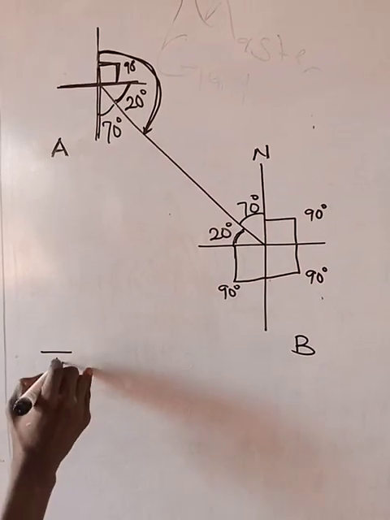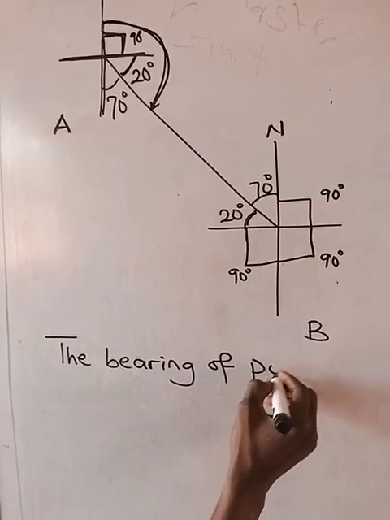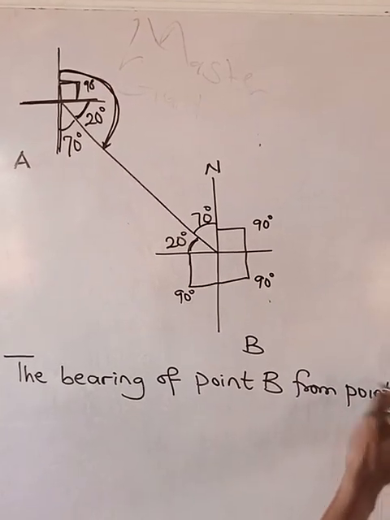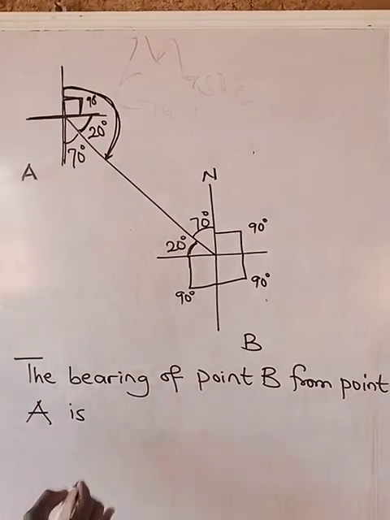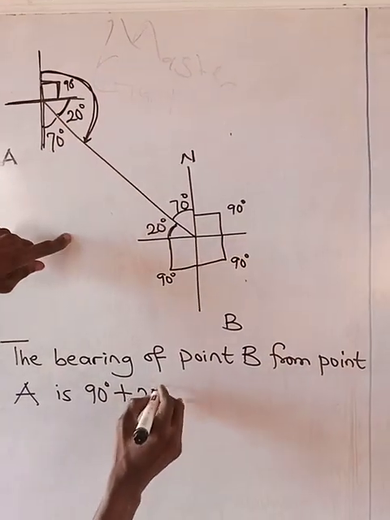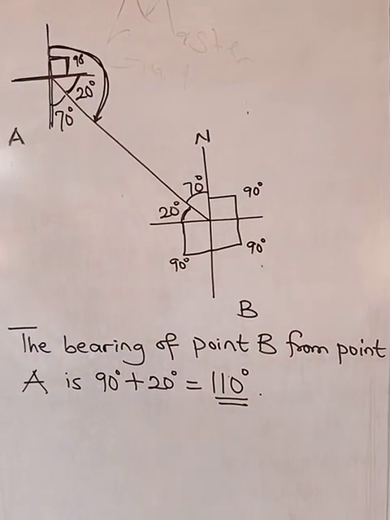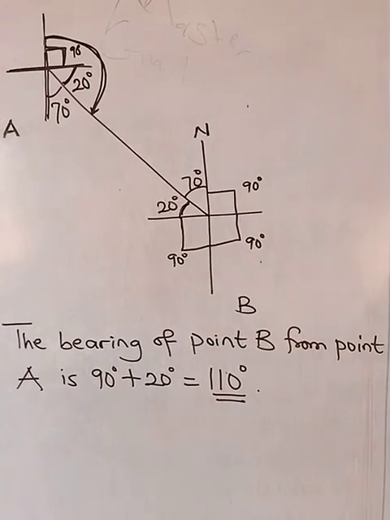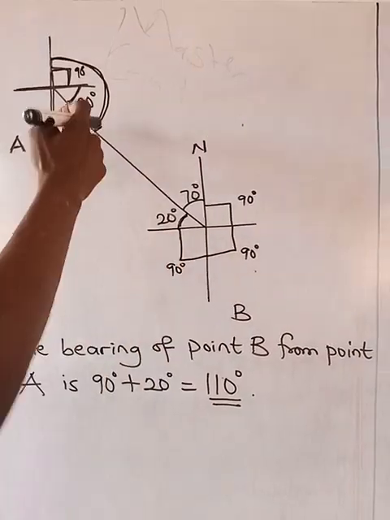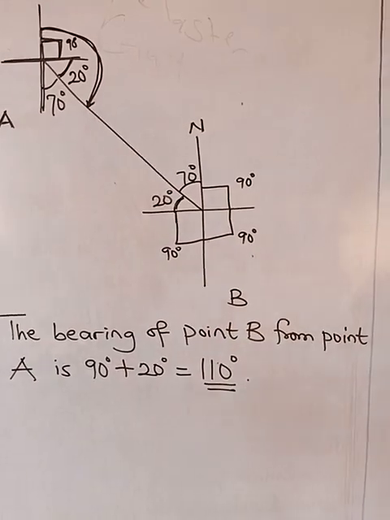So we can say the bearing of point B from point A is 90 degrees plus 20 degrees, and that is 110 degrees. So the bearing of point B from point A is 110 degrees. I hope that is clear. The bearing of point A from point B is 290, and you can quickly get the bearing of point B from point A. So that is number one.